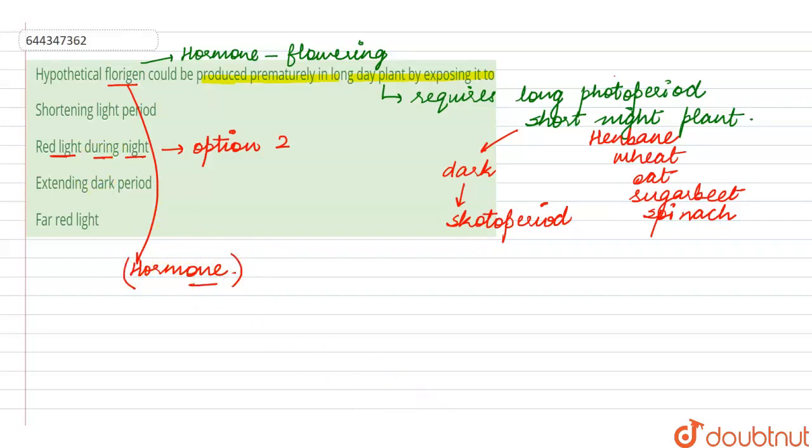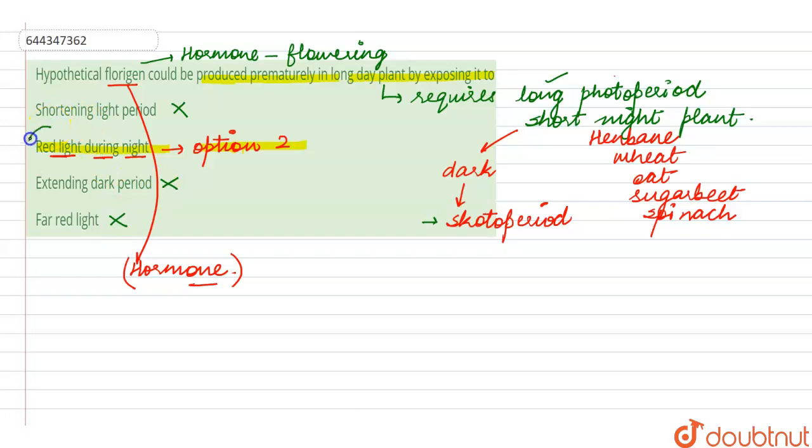So our option number 2 here becomes the right answer for this question, while the other options say shortening the light period. In case the light period is shortened in a long day plant, it will never flower because it requires a long photoperiod. The third option here says extending the dark period. That means if the scotoperiod is increased, then also it is not going to flower because it is a short night plant. Whereas far red light will not induce the flowering. Whenever far red is given, the flowering will be stopped, right?